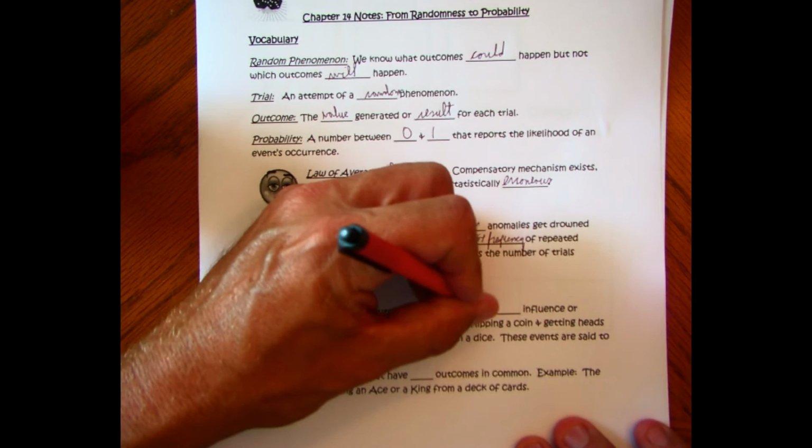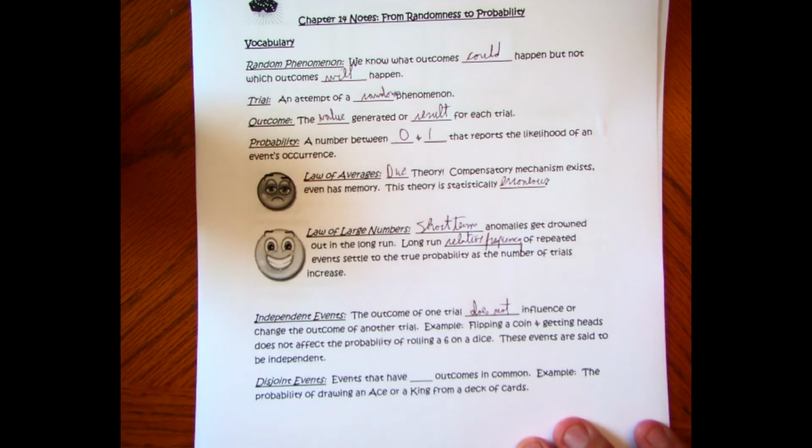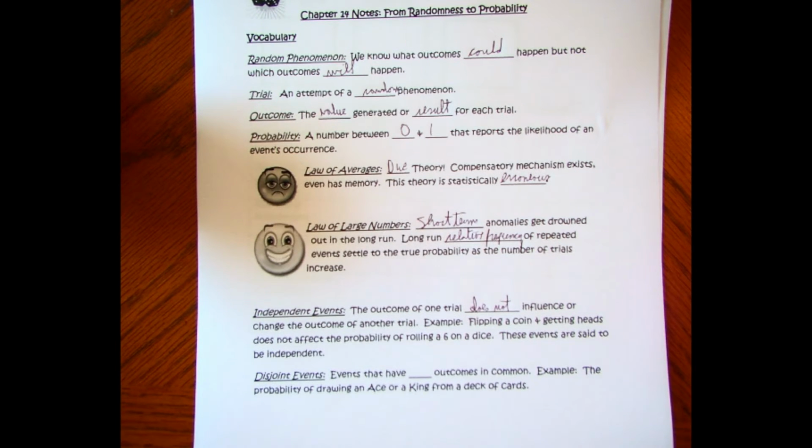Independent events. The outcome of one trial does not influence or change the outcome of another trial. So flipping a coin and rolling a dice, those are independent events. When I flip a coin, the dice doesn't care. The dice doesn't care if it's heads or tails. The probability of getting a 5 on a dice is 1/6, whether we get heads or tails. Those are independent events.